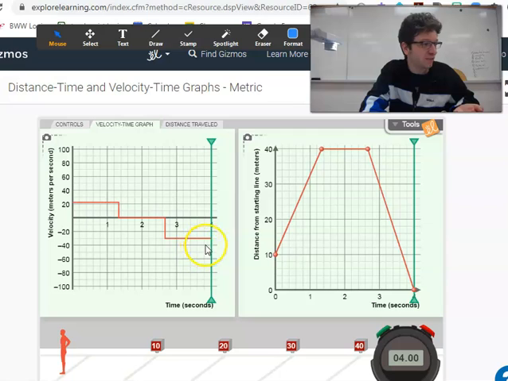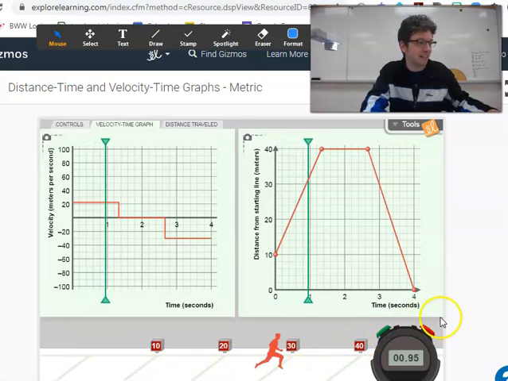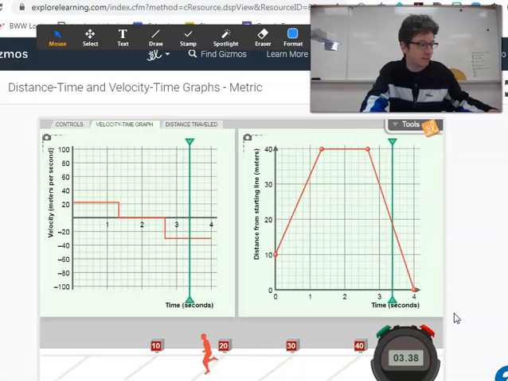Now, even though the velocity here is below the x-axis, remember, this is only telling us velocity, not position. That doesn't mean we've actually moved to behind the origin. This person never actually goes behind the origin. So they start here at 10, they go up to 40, and then they run all the way back to 0. They never actually go beyond 0. Even though this is a negative number, that simply means they're running backwards, right? Just like that. So you can see what it looks like.